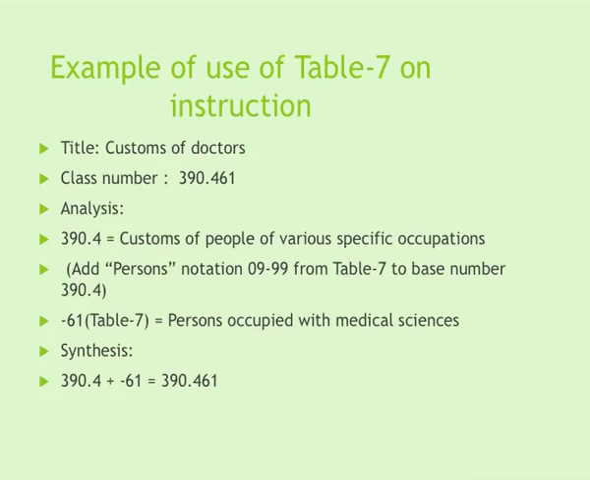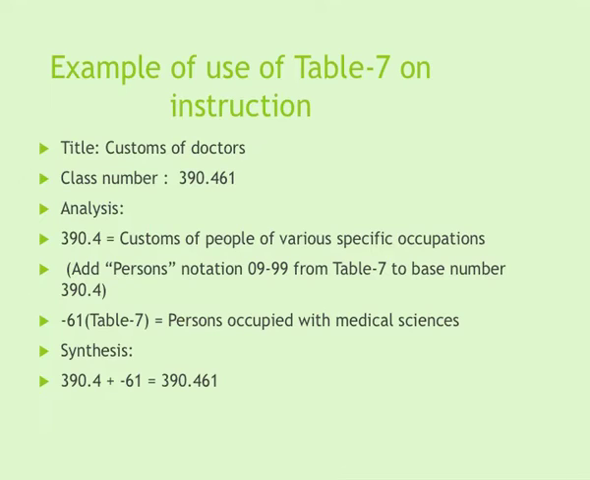Now, we take some examples of tables, how we apply the table 7 instruction, how the instruction is given in the schedule, and we attach the numbers of table 7. This is a title, Customs of Doctors. Now, the basic subject is customs. 390.4 is the class number in the schedules for customs of people of various specific occupations. And there we find an instruction, add persons notation 09299 from table 7 to the base number 390.4.